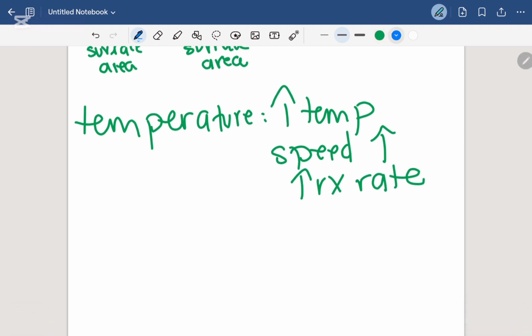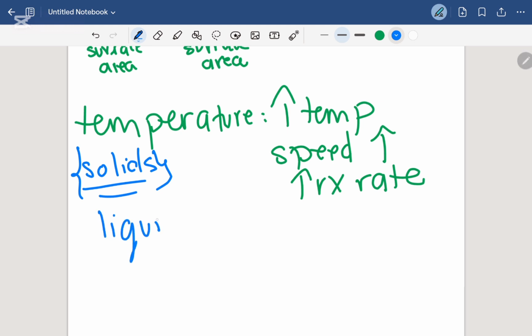increase. Okay, now the temperature affects basically all, so solids, not all, but it won't really affect solids that much, but still it will make their particles move faster and they will collide more. Okay, then it affects liquids very much. It affects aqueous solution very much.